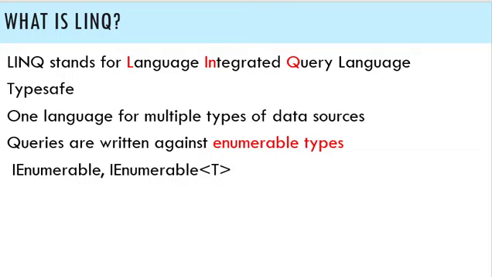Please note, LINQ only works with enumerable types such as arrays, collections, and lists. These are the types which implement generic or non-generic enumerable interfaces. In LINQ, these enumerable types are also referred to as sequences.